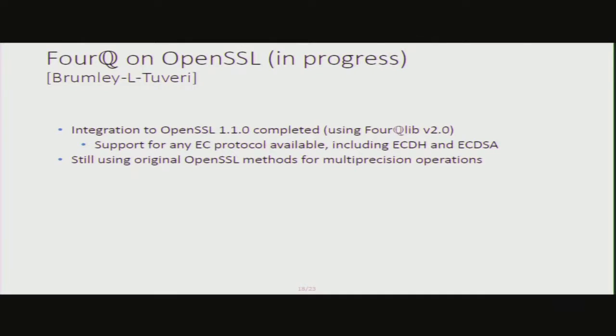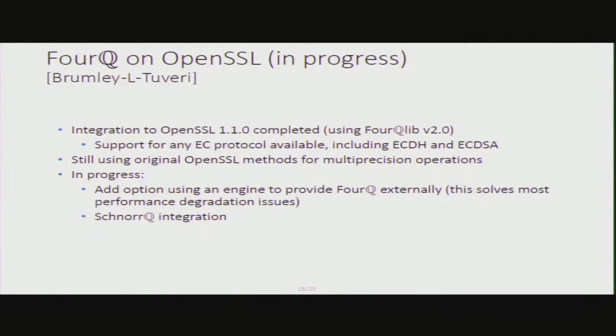Now, one downside of that approach of supporting all the protocols available is that we have to use some of the slow parts of OpenSSL, and in particular, it hurts to use some of the multi-precision operations, as I will show in the last two slides. We have more work in progress to address these performance issues, because we plan to have an additional option using an external engine to provide 4Q that should solve most of the performance degradation issues. And also we are integrating SchnorrQ for signatures.